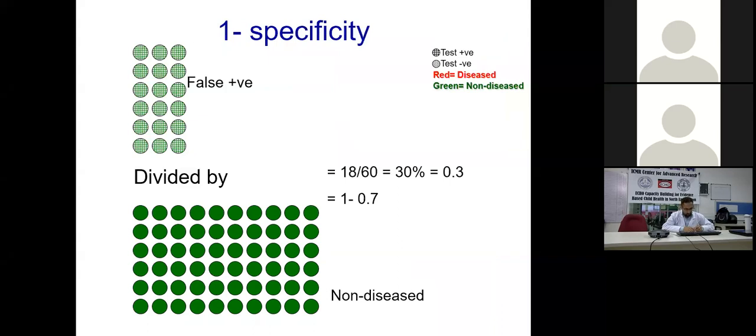So 1 minus specificity is the other way around. On the numerator, you have the false positives divided by the non-diseased, which in our example is 18 by 60 or 30% or 0.3, which as you can see is 1 minus specificity, 0.3. This may also be called the false positive rate of the test.